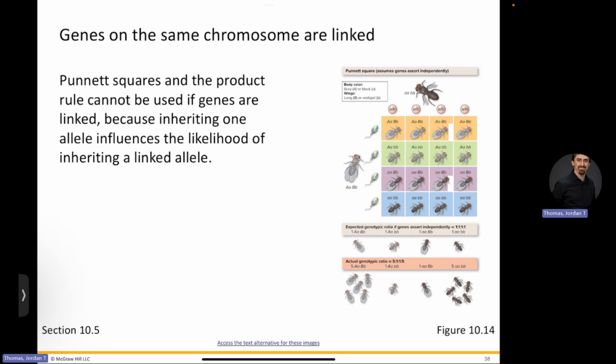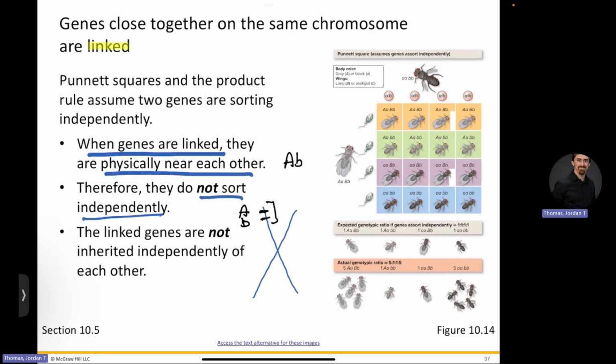So genes on the same chromosomes are linked. Punnett squares and the product rule cannot be used if genes are linked because inheriting one allele influences the likelihood of inheriting the linked allele. So again, here, inheriting this big A influences the chances that the offspring is going to get this little b as well, because they're so close on the same chromosome. If you get the big A, since that little b is right next to it, it's a good chance you're going to get that little b.